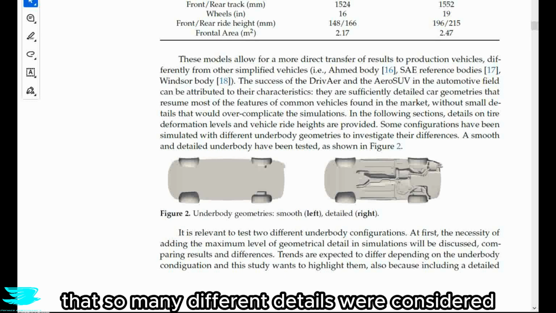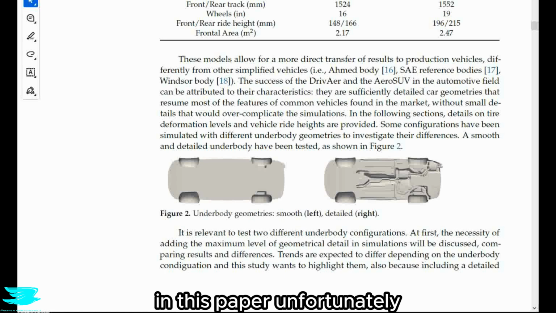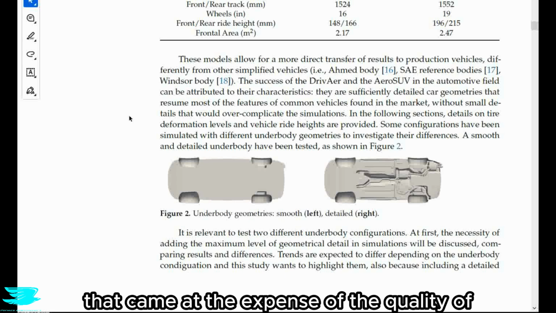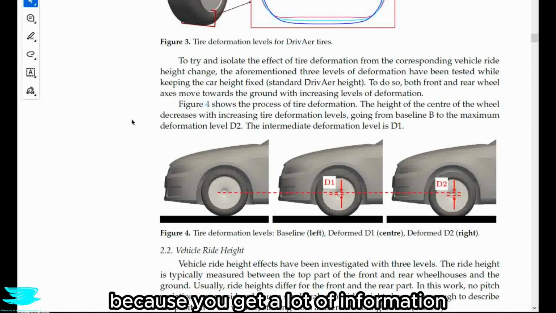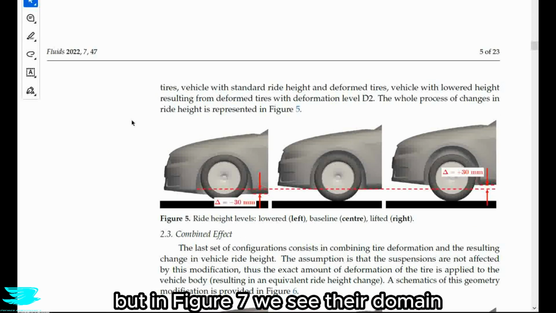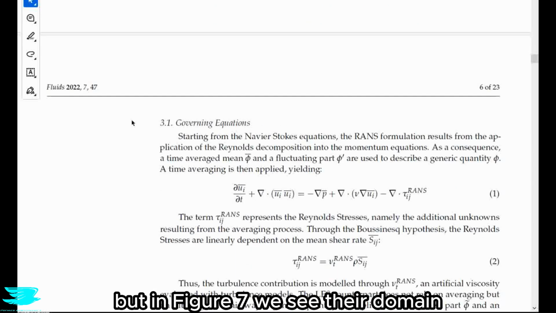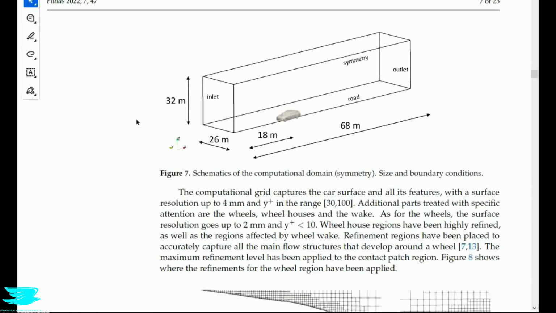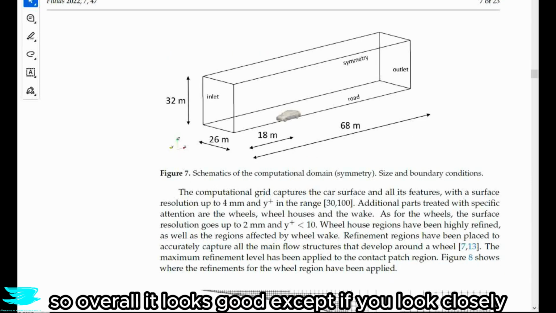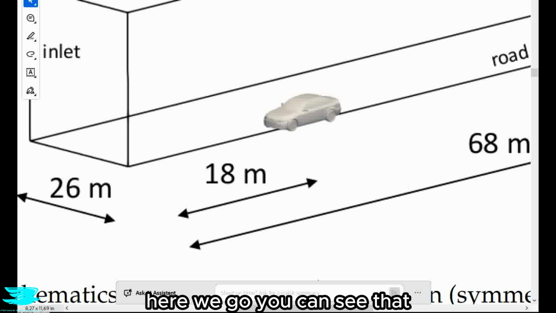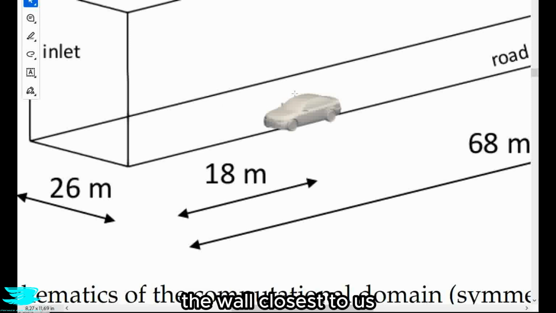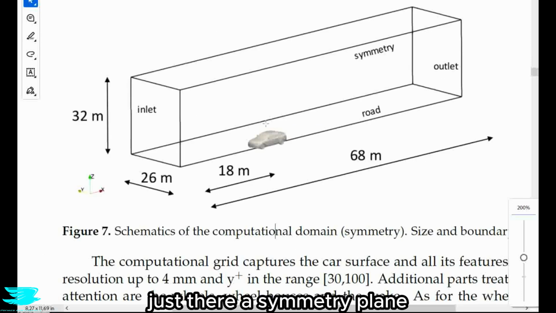Now, while it's awesome that so many different details were considered in this paper, unfortunately that came at the expense of the quality of the simulations. So the CFD they used here, and it's nice that they use CFD because you get a plethora of information, but in figure 7, we see their domain. So if we come down here, overall it looks good, except if you look closely, let's zoom in really closely. Here we go. You can see that the wall closest to us cuts through the center of the car. Then they have made a boundary condition here saying that it's a symmetric one, just there, a symmetry plane.